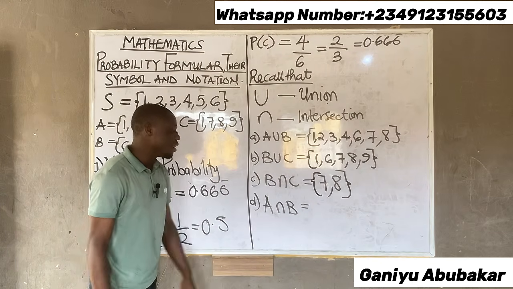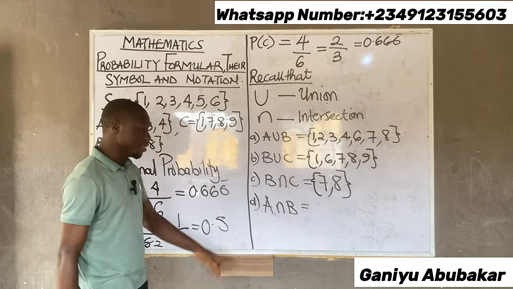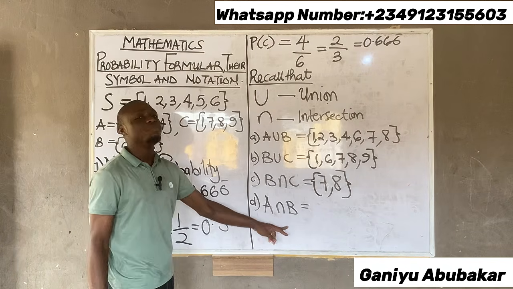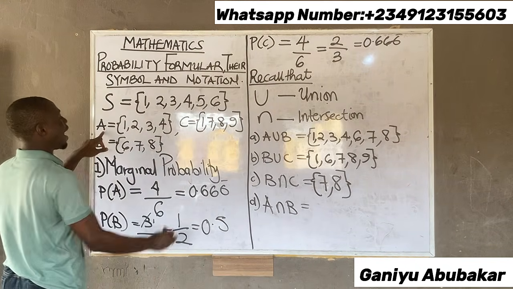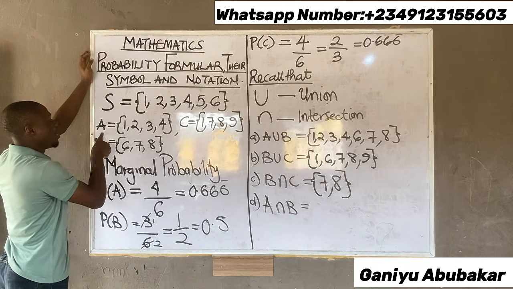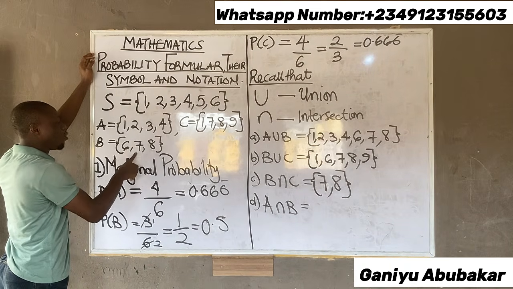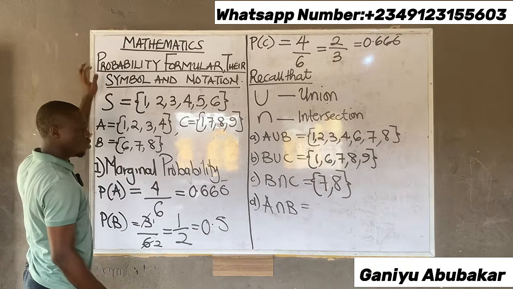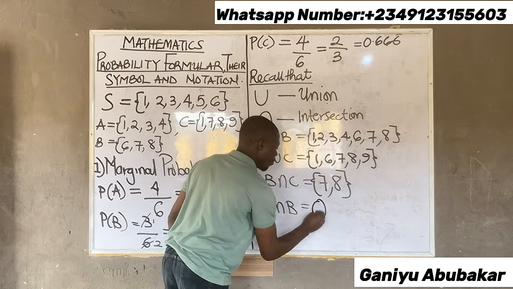Look at A and B. A intersection B. What is common between A and B? Now observe A and B. Is there anything that is common between them? No. That gives you 0, right?